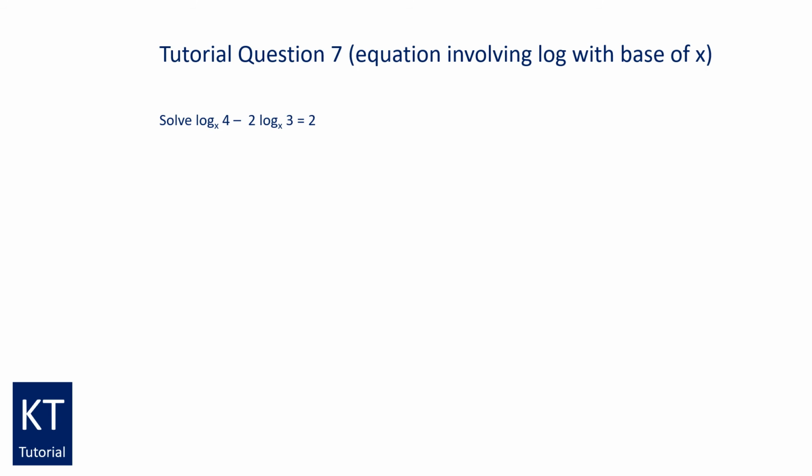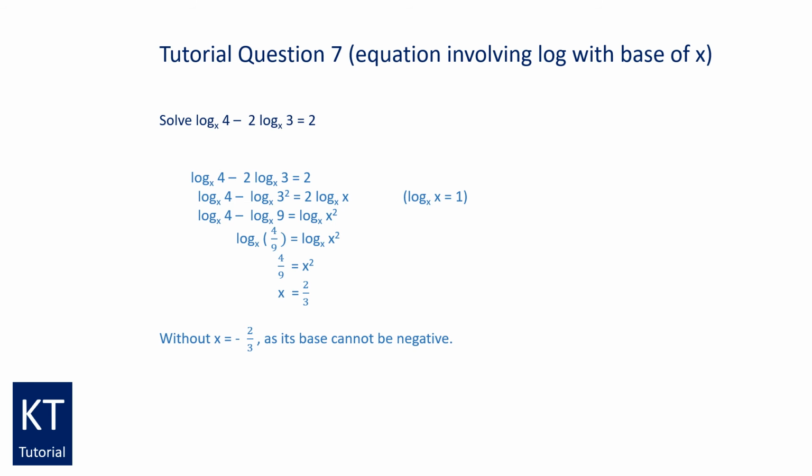Tutorial question 7. Solve the equation involving log with base of x. By first converting the product of 2 log 3 with base x to being log of 3 to the power of 2 with base x, which comes to log 9 with base x, also making 2 being equal to the product of 2 and log x with base x, which in turn is log x squared with base x. We can use the laws of logarithm to solve for x.